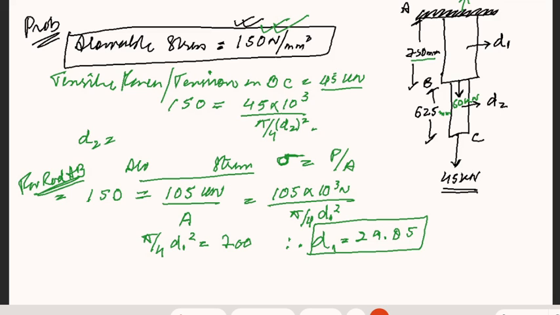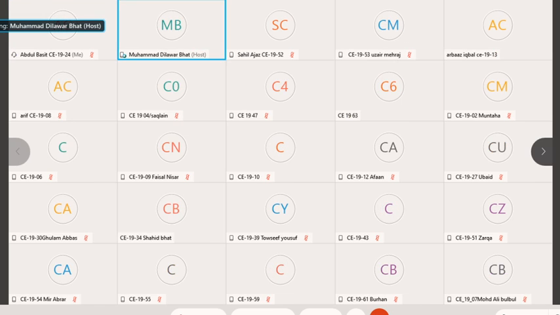19.54. What should be the units? mm, right? We are talking in terms of mm. Newton and mm, and Newton per meter square is Pascal. So you must be knowing that. So this was with regard to this problem.